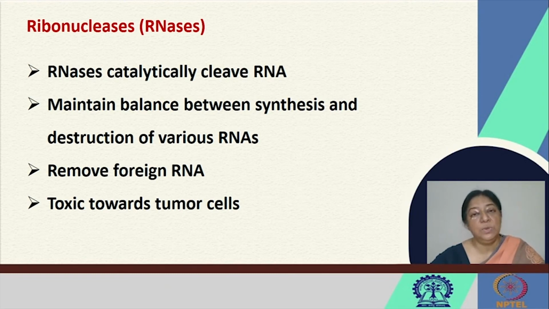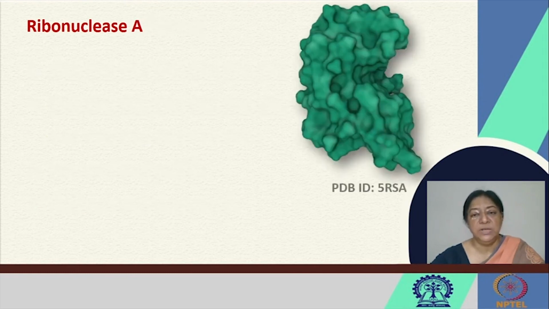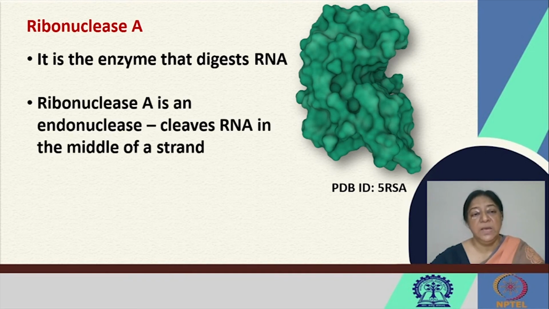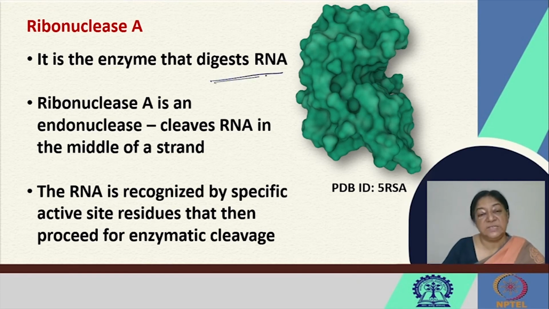We visited ribonuclease A when we studied enzyme mechanisms, looking at how it cleaves the RNA. So the ribonuclease A protein is a very important protein that is one of the most well studied proteins. It is one of the enzymes that can digest RNA. It is an endonuclease that cleaves RNA in the middle of a strand, and it is recognized by specific active site residues that then proceed for enzymatic cleavage, which means it will be able to digest RNA.